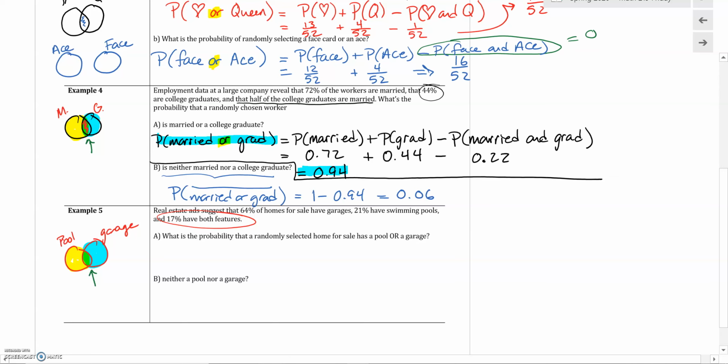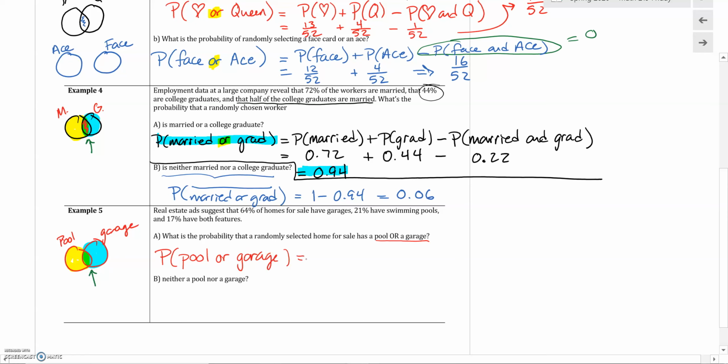Okay, I almost made it. Almost finished this example. Let's go right back through it. So again, a real estate ad suggests that 64% of homes have garages, 21% of homes have swimming pools, 17% have both. What's the probability that a randomly selected home for sale has a pool or a garage? Probability of pool or garage.